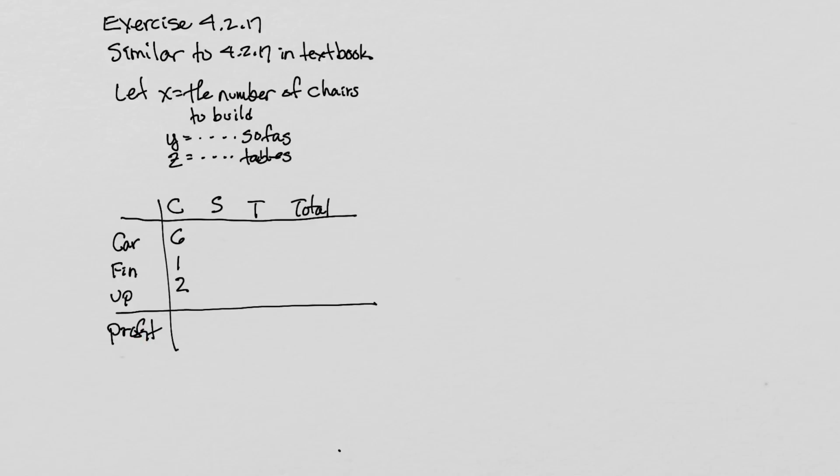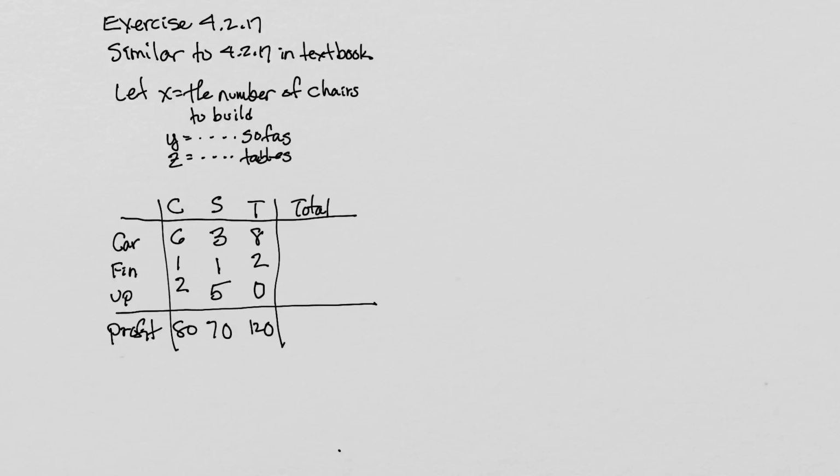As we read through our problem, we see that each chair requires 6 hours of labor, 1 hour of finishing, 2 hours of upholstery, and produces $80 in profit. Each sofa uses 3 hours of labor, 1 hour of finishing, 5 hours of upholstery, and produces a profit of $70. And each table requires 8 hours of carpentry, 2 hours of finishing, no upholstery, and produces $120 in profit.